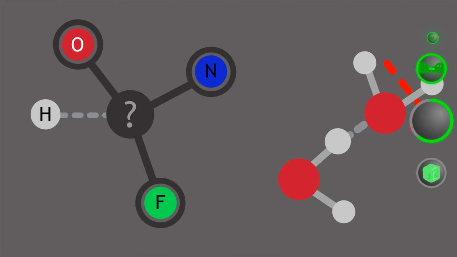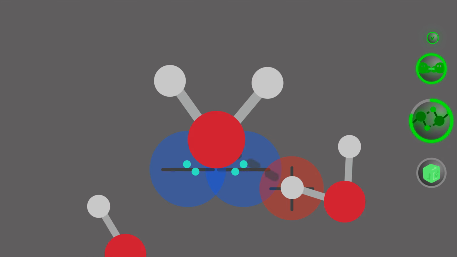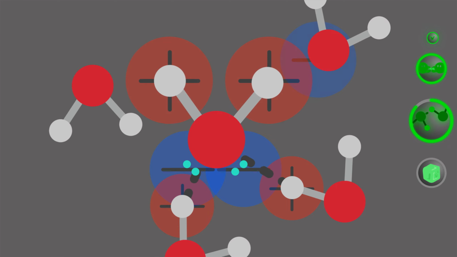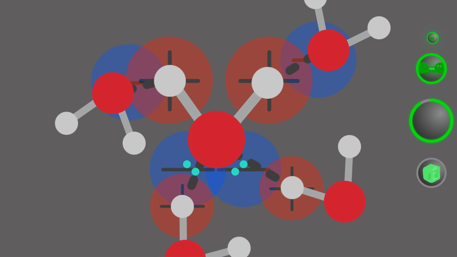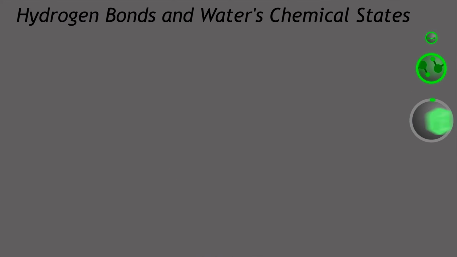It's important to note that a hydrogen bond, as its name suggests, includes a hydrogen atom and another electronegative atom, such as oxygen. Due to the oxygen atom having two regions of partial negative charge, it can form two hydrogen bonds with two hydrogen atoms within another molecule. Each hydrogen atom can form one hydrogen bond, which allows the water molecule to potentially form a maximum of 4 hydrogen bonds. Hydrogen bonds and water's chemical states.